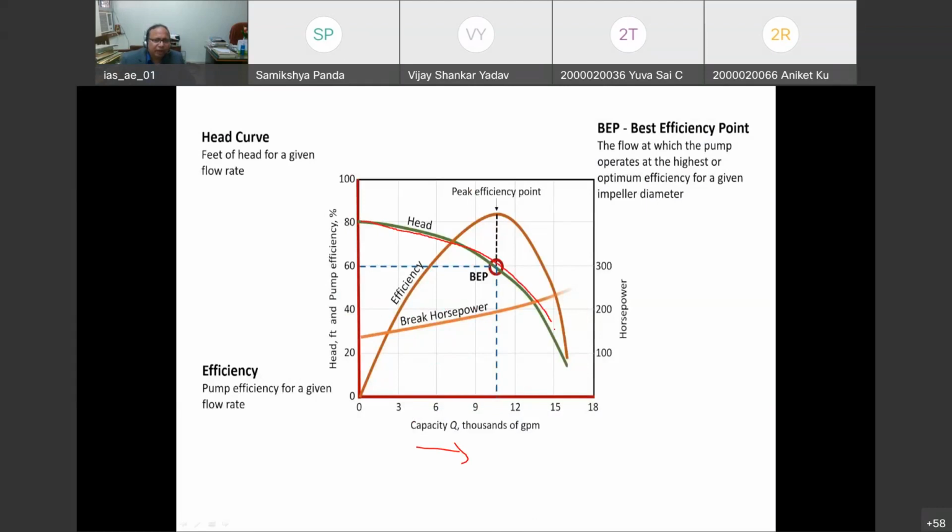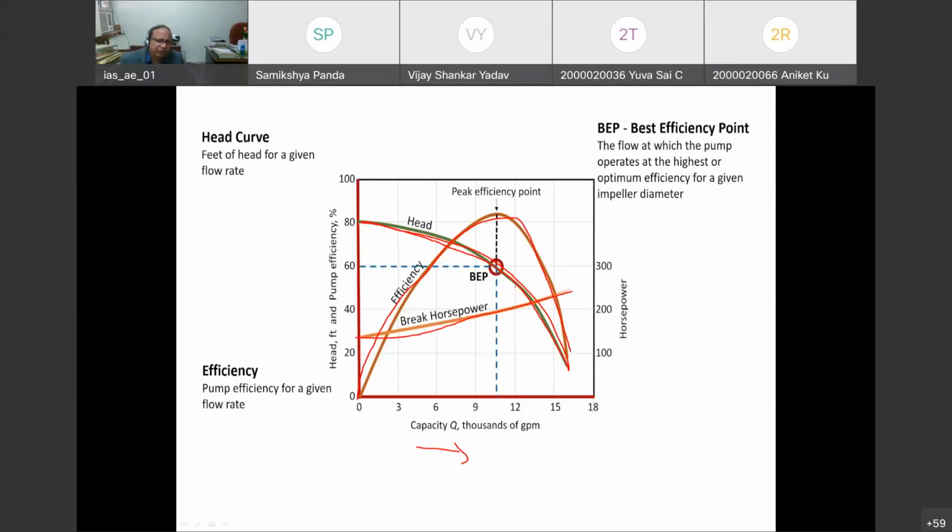At a particular RPM, we are getting this head and discharge relationship. Then this is the graph for the efficiency. Then this is the power.